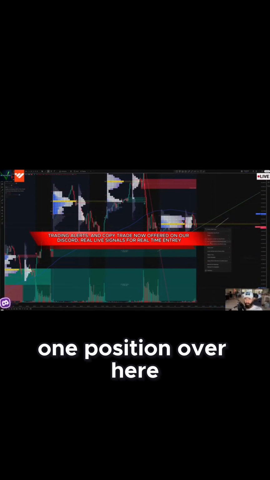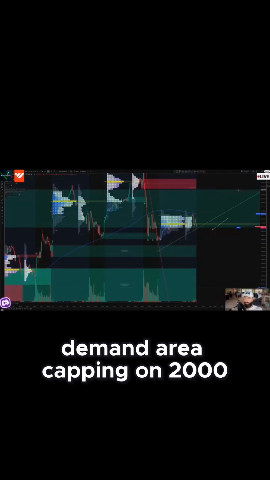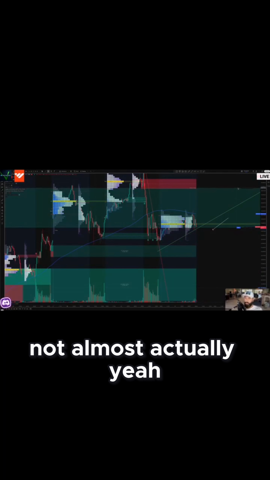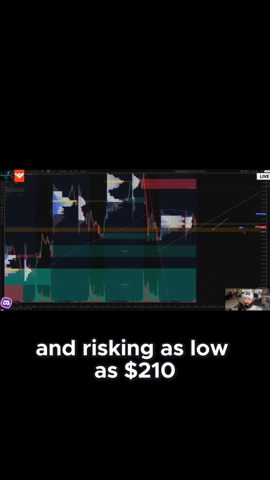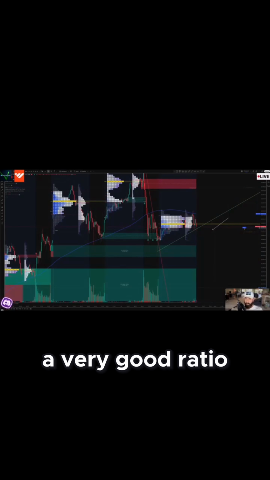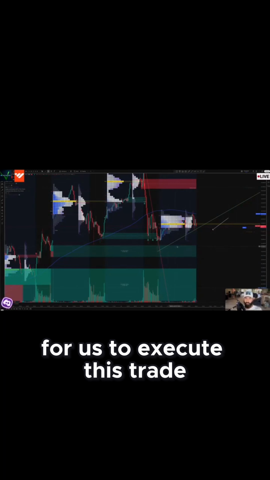We can take one position over here and extend it upwards to the next demand area, capping at $2,000, and risking as low as $210, which is a very good ratio. And we have all the support that we need in order to execute this trade.